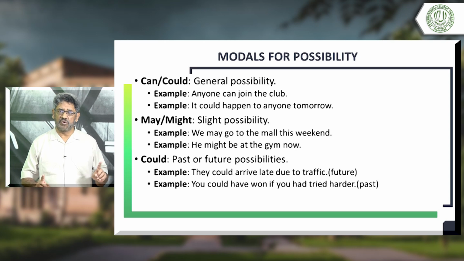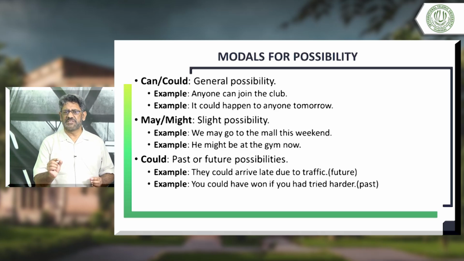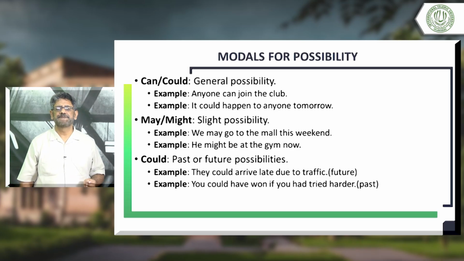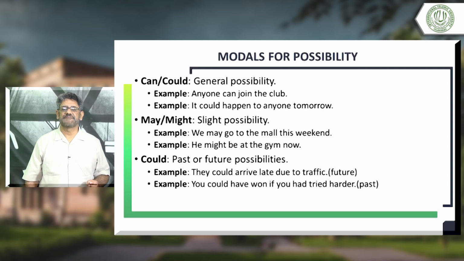You see, we can say, don't be happy. If this has happened to this person, it could happen to you also. It could happen to anyone tomorrow. There is a general possibility. This sort of incident, accident may happen to anybody. May, might. Then we have slight possibility, a little possibility. Example: we may go to the mall this weekend.